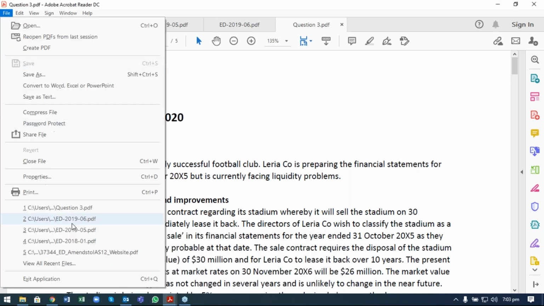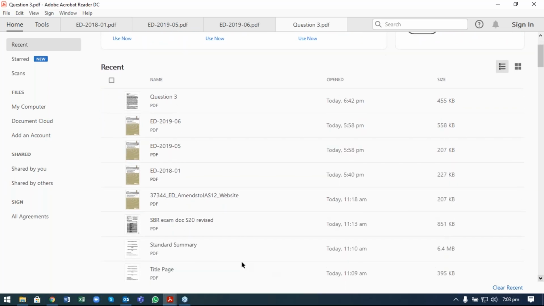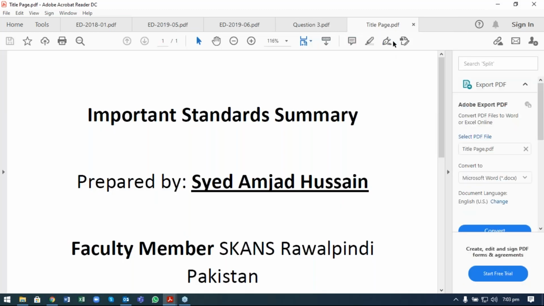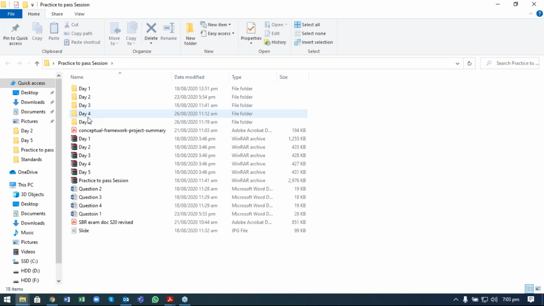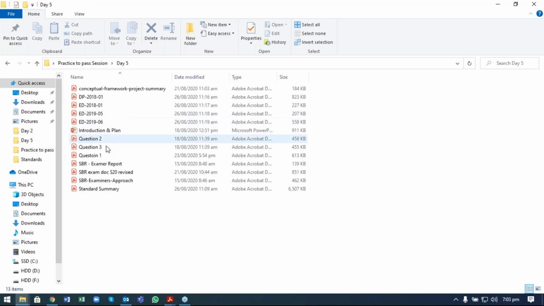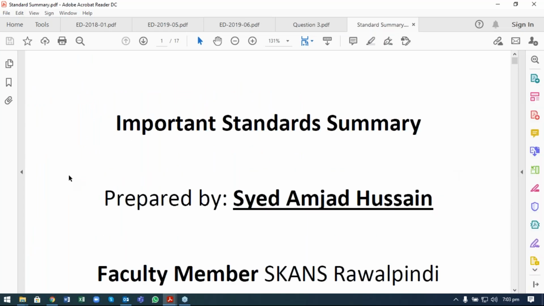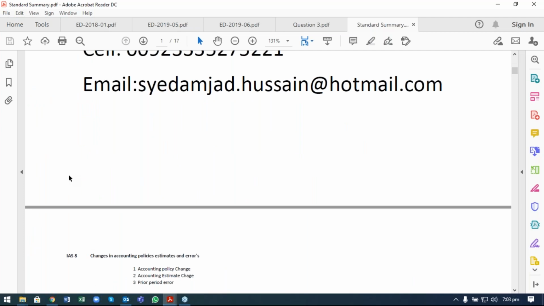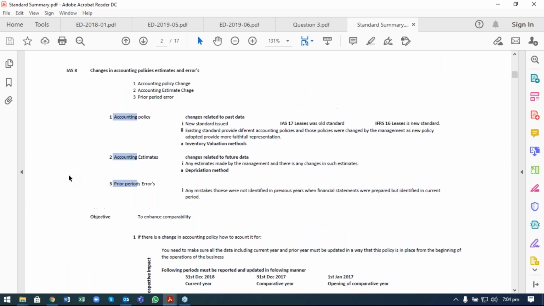And another thing, give me a second, I'll be sharing one more thing with you guys. So this is the important standard summary. This document I have already shared with you guys. It's an important standard summary, and this is how you can look into these standards. This is IAS 1, IAS 8.